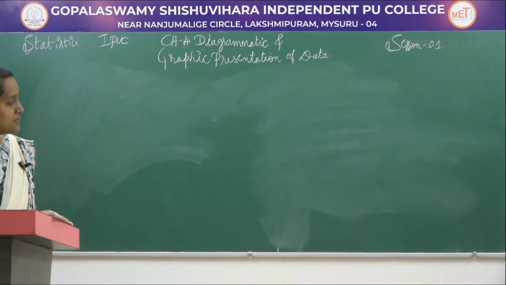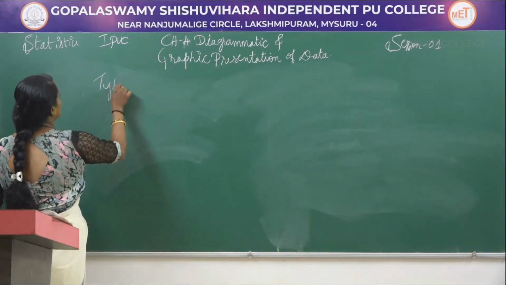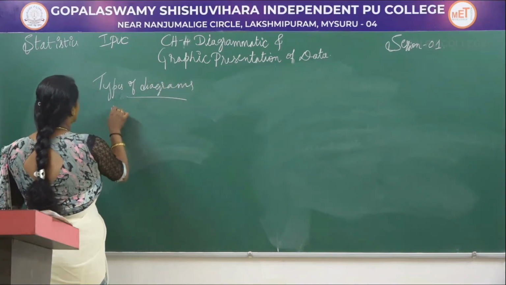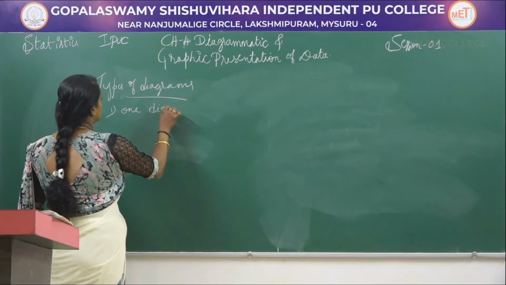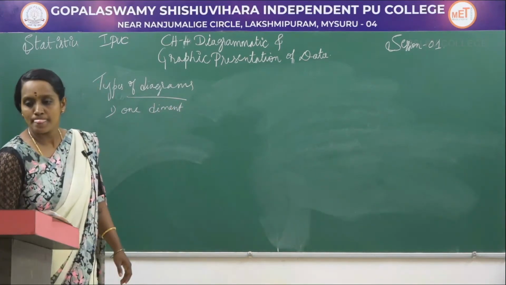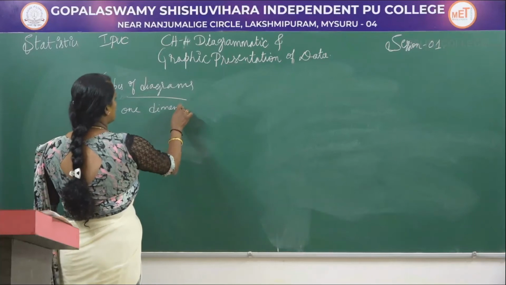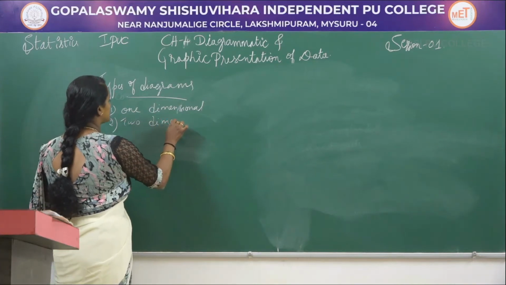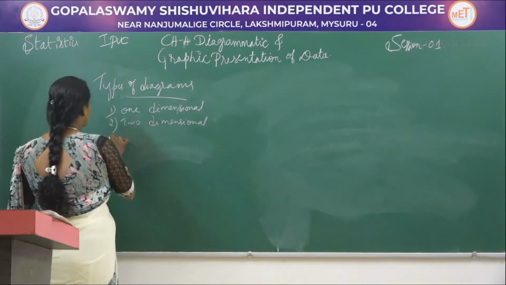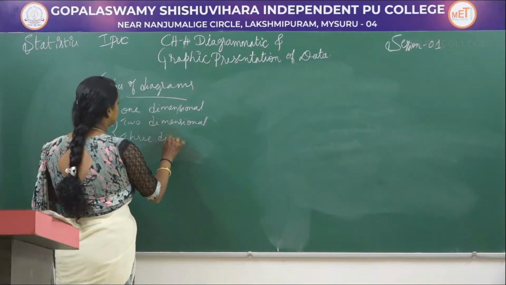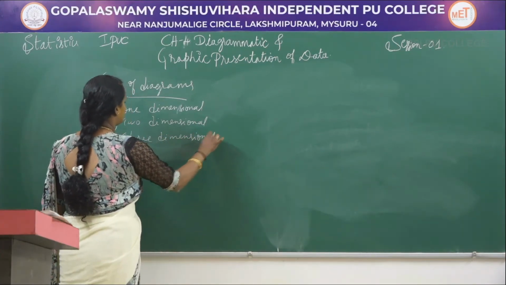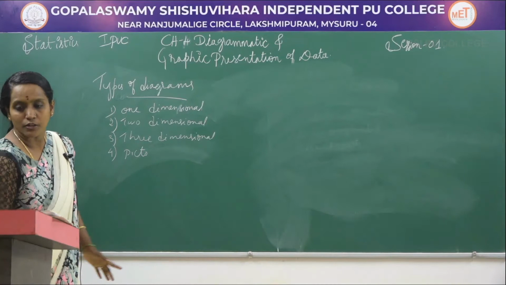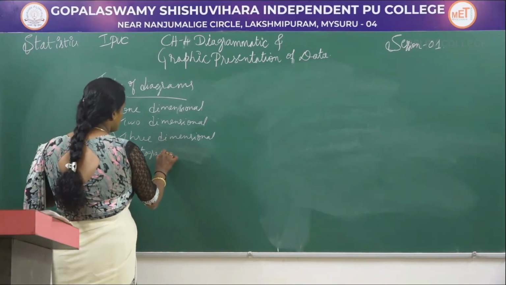Okay. Types of diagrams I will write first. Types of diagrams are, first one dimensional, next 2 dimensional, 3 dimensional, and last one is pictograms and cartograms.